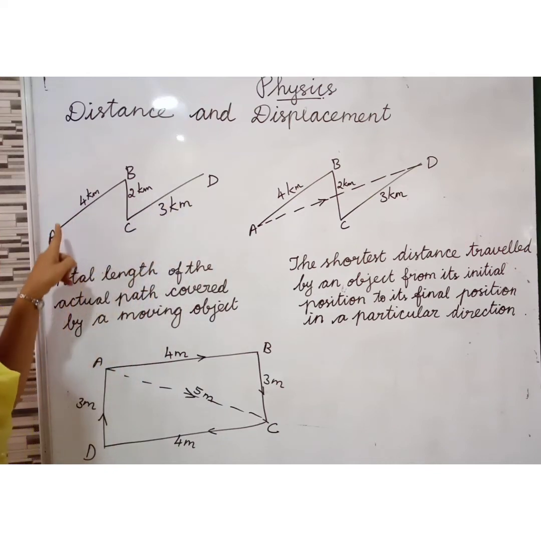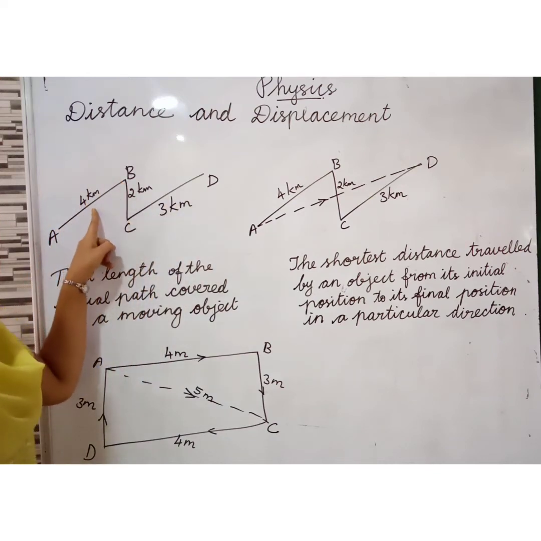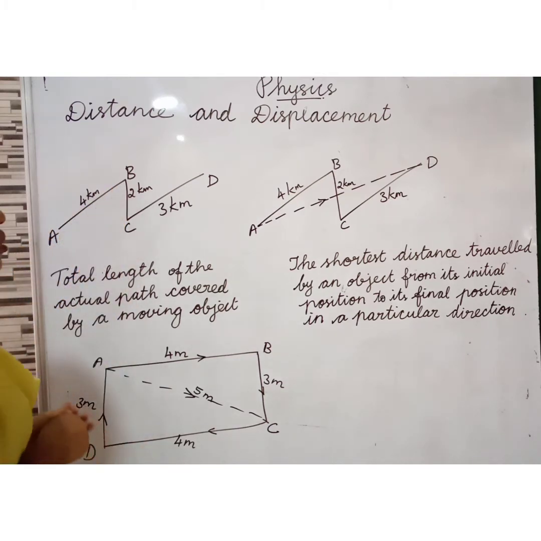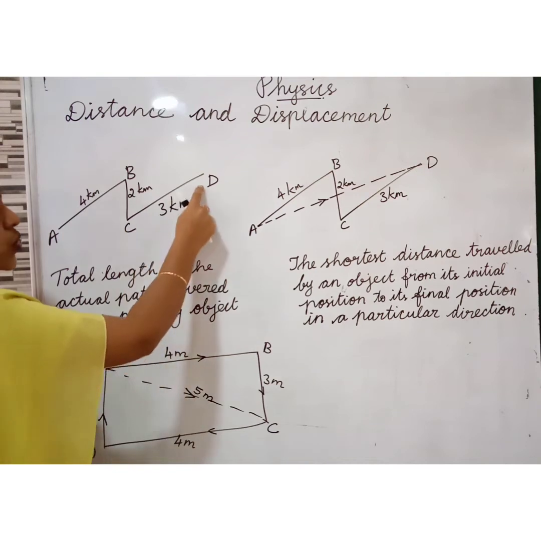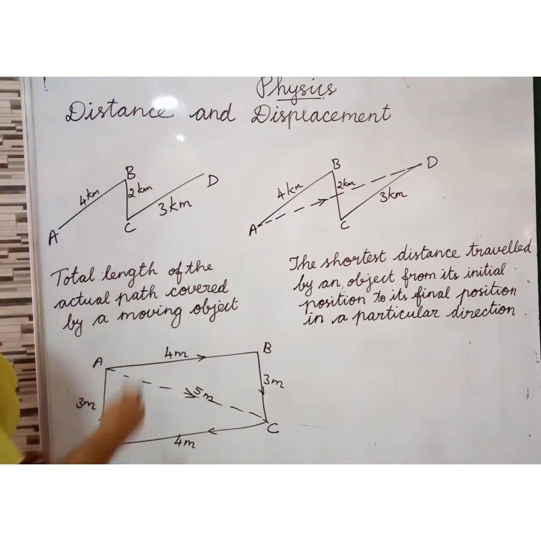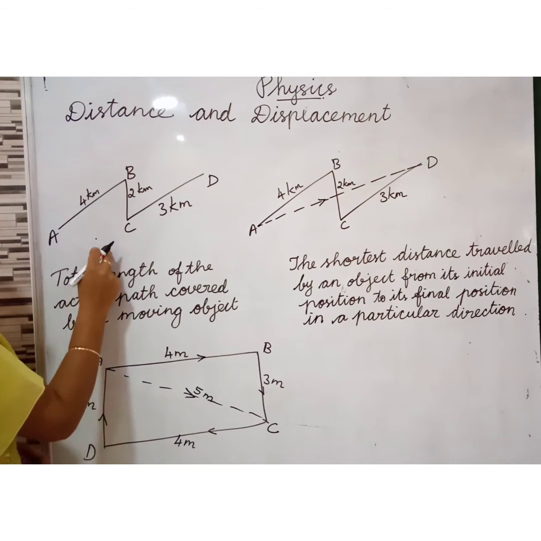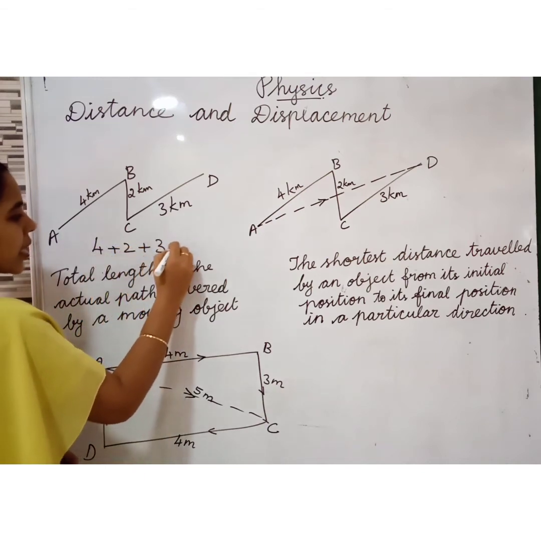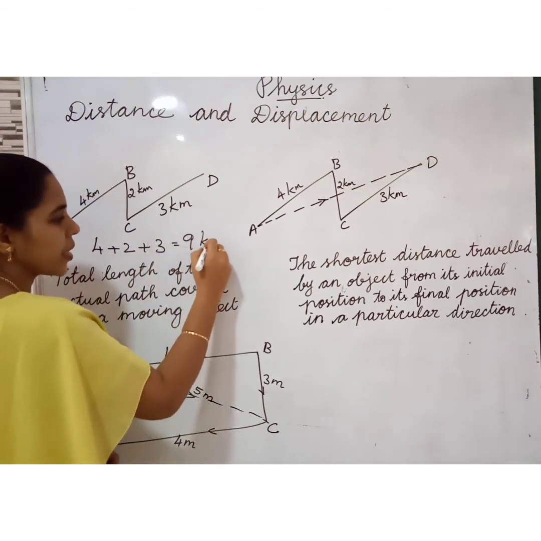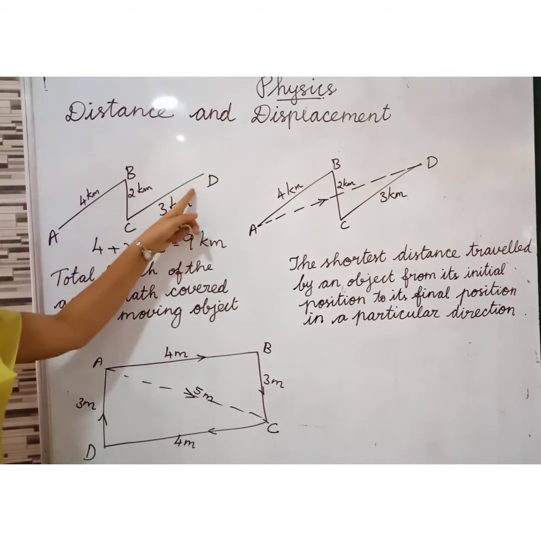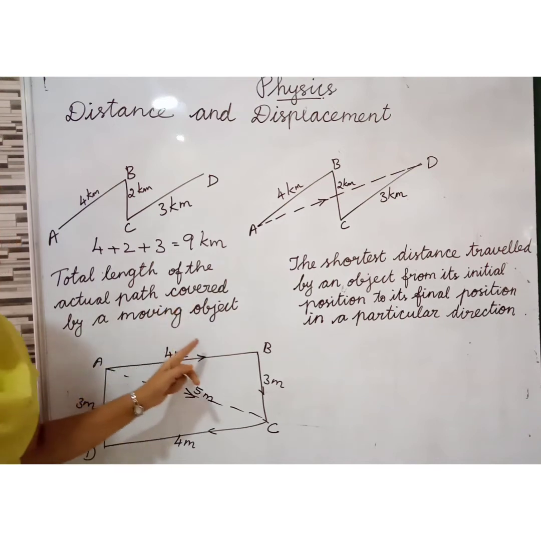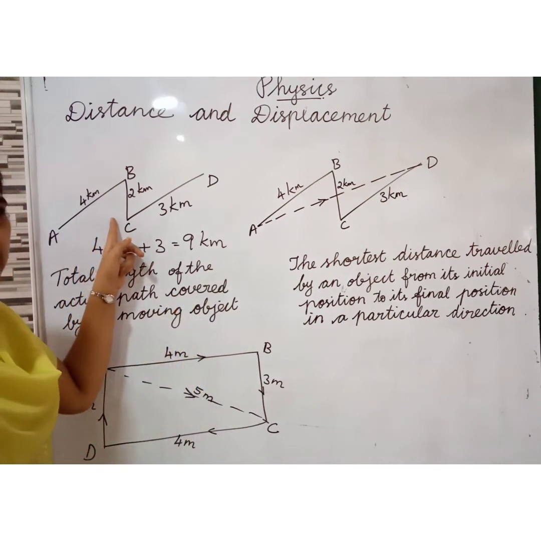So we have to write here, from A to B the distance is 4 km. Then B to C, the distance is 2 km. Then C to D, the distance is 3 km. So what is the total distance? 4 plus 2 plus 3 equals 9 kilometers. So the distance is 9 kilometers, the total length of the actual path covered by a moving object. Do you understand this distance?